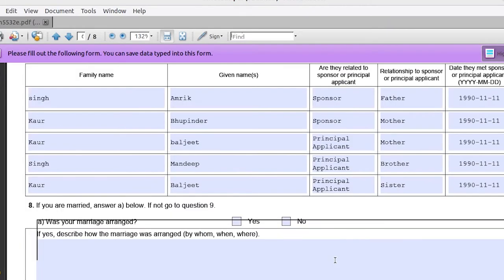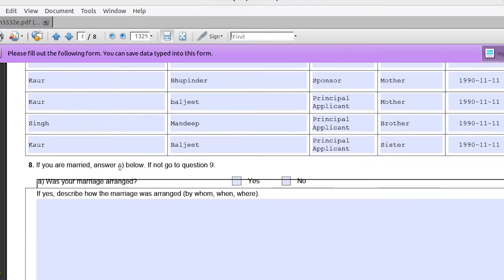Okay, and if you are married, answer part A below. If not, go to question 9. Was your marriage arranged? If yes, answer accordingly. If no, then click no and go to question number 9.